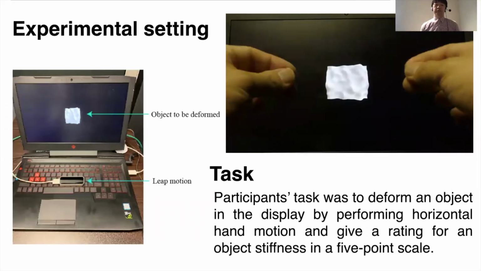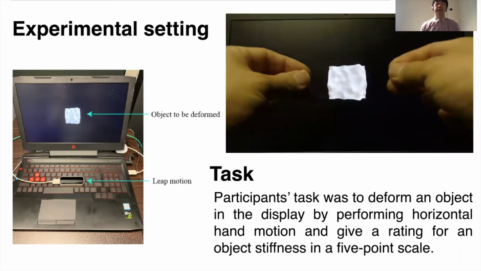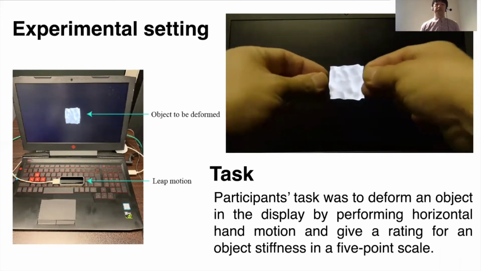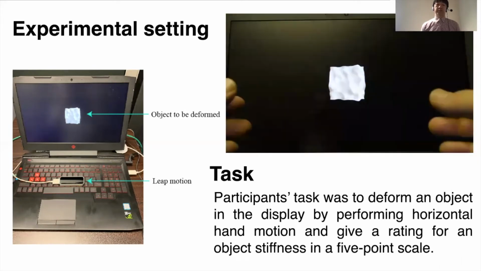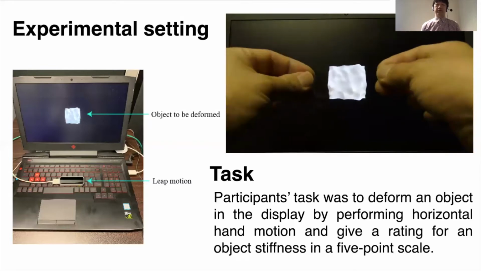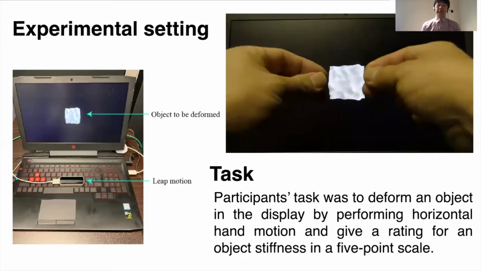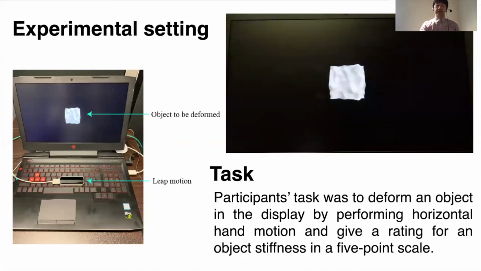An object to be deformed was displayed on the display of a laptop PC, and Leap Motion tracked the participant's hand position. The participant's task was to deform an object on the display by performing horizontal hand motion as in the movie, and give a rating for the object's stiffness on a 5-point scale.